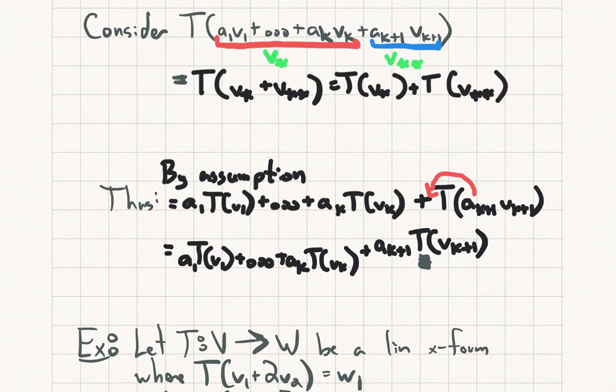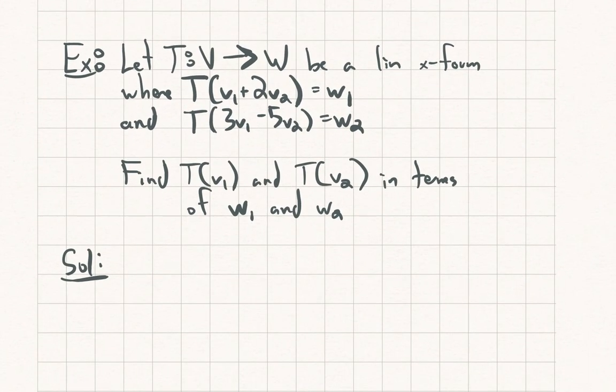So we've done it. We've shown that if we do have a linear combination of however many vectors, we can use the properties of linearity to split it apart to become a linear combination of the transformed vectors with the same scalars. So that's really neat. So let's look at an example here. We'll scroll down.